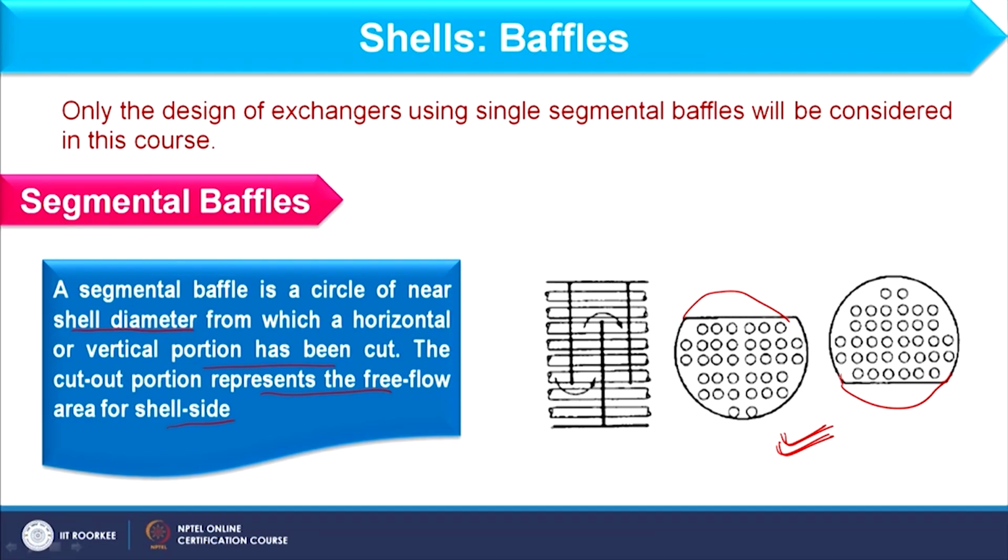And if I ask you what should be the diameter of this baffle, okay? This diameter will be slightly lesser than the diameter of the shell, okay, because this baffle is usually inserted in the bundle, okay, and the complete bundle is further inserted in the shell. So, the baffle diameter should be such that it can be properly inserted in the shell, and therefore its diameter should be slightly lesser than the inner diameter of the shell.